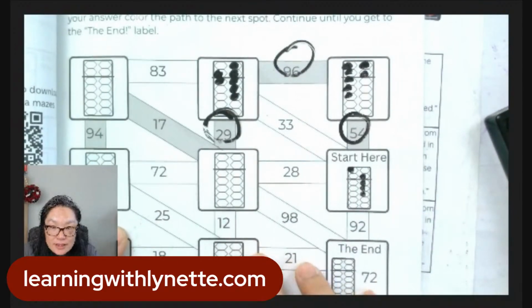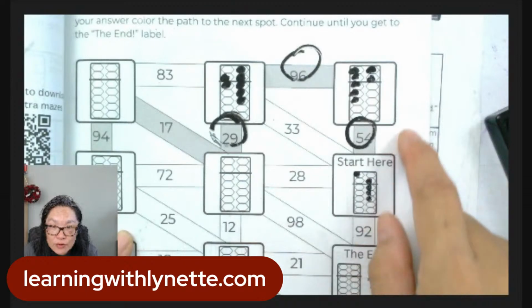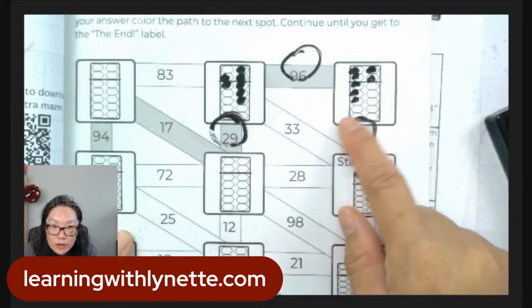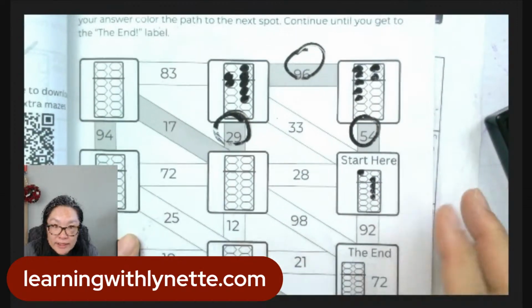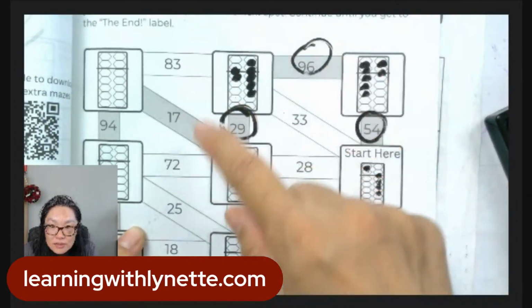This is a reverse maze. What the reverse maze is, is that I give you a path and I want you to look at the number, and then you're supposed to color in the dot. Does that make sense? So this is what I call a reverse maze.